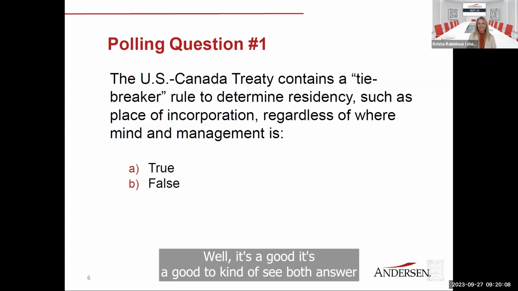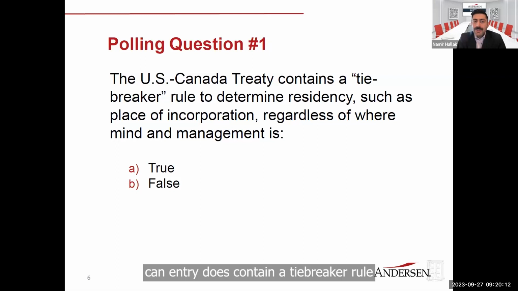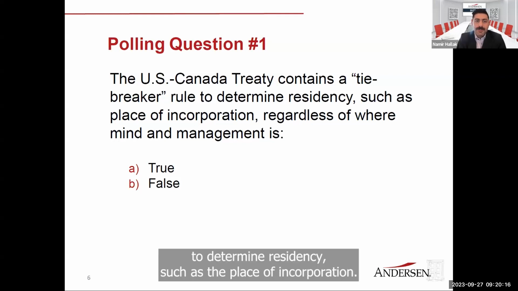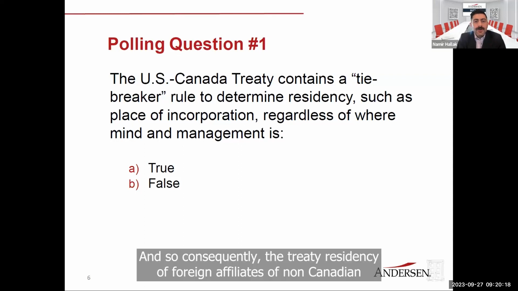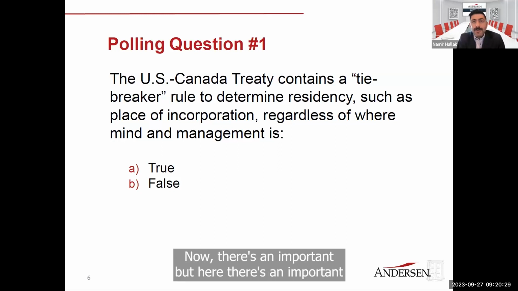Well, it's good to see both answers here because there are some nuances to this question. So the US-Canada Treaty does contain a tiebreaker rule to determine residency, such as the place of incorporation. And so consequently, the treaty residency of foreign affiliates of non-Canadian companies may not be affected regardless of where the mind and management abides. Now, there's an important but here.